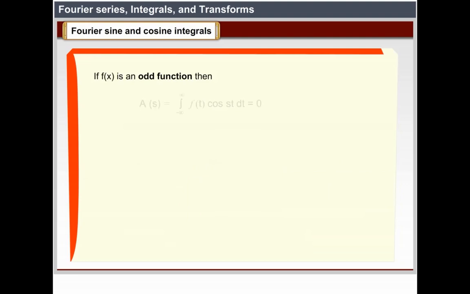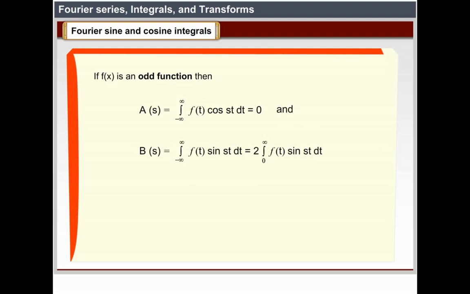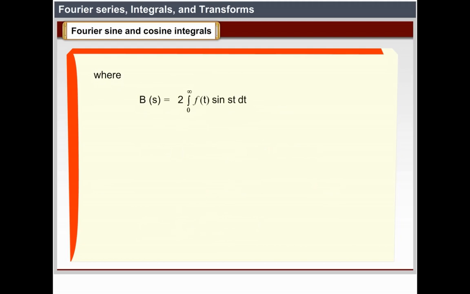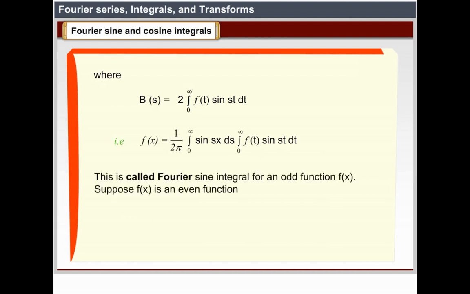If f of x is an odd function, then a of s equal to integral minus infinity to plus infinity f of t into cos st into dt equal to 0, and b of s equal to integral minus infinity to plus infinity f of t into sin st into dt equal to 2 times integral 0 to infinity f of t into sin st into dt. In that case, the Fourier integral formula 3 reduces to the form f of x equal to 1 by pi integral 0 to infinity b of s into sin sx ds, where b of s equal to 2 times integral 0 to infinity f of t into sin st into dt. That is, f of x equal to 2 into 1 by pi into integral 0 to infinity sin sx into ds into integral 0 to infinity f of t into sin st into dt. This is called Fourier sine integral for an odd function f of x.